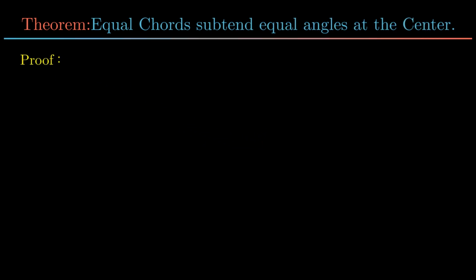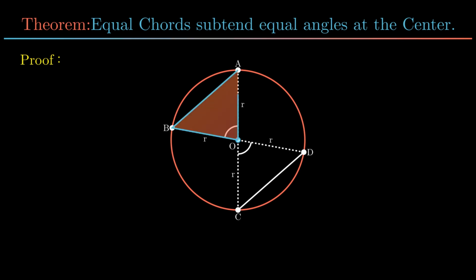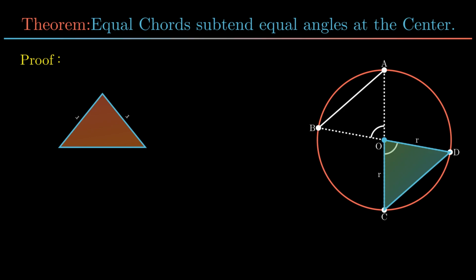Consider a circle with center point O. Let AB and CD be the two equal chords. Join the endpoints of each chord with center O, making angles AOB and COD respectively at the center.